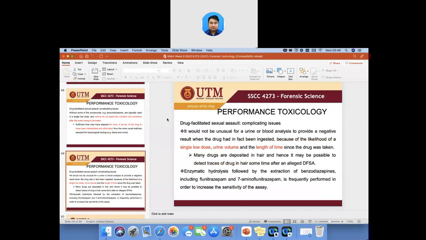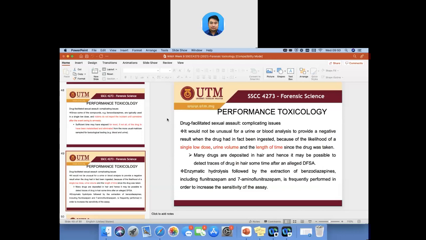It would not be unusual for a urine or blood analysis to provide a negative result when the drug has in fact been ingested, because of the likelihood of a single low dose, urine volume, and length of time since the drug has been taken. So many drugs are deposited in hair, and hence it may be possible to detect the drugs in the hair after the drug facilitated sexual assault.